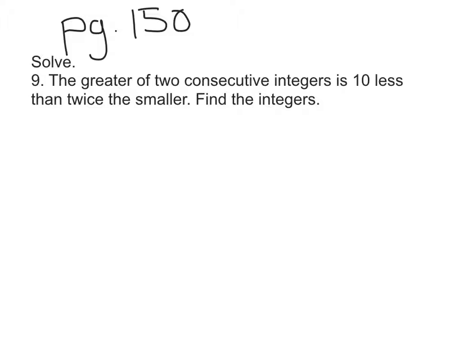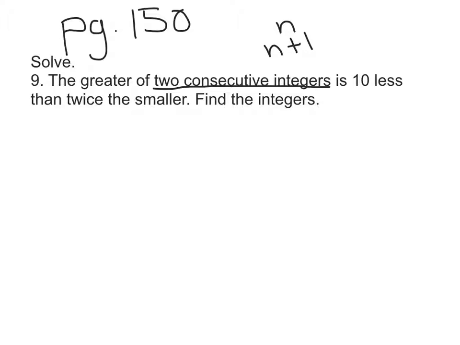For this assignment, I'm also going to add a few of the problems from the previous section that include these consecutive integer problems. So let's look at a couple of them. On page 150, number 9, it says the greater of two consecutive integers is 10 less than twice the smaller. Find the integers. All right, so we are talking about two consecutive integers. So, I know I'm going to say those integers are n and n plus 1.